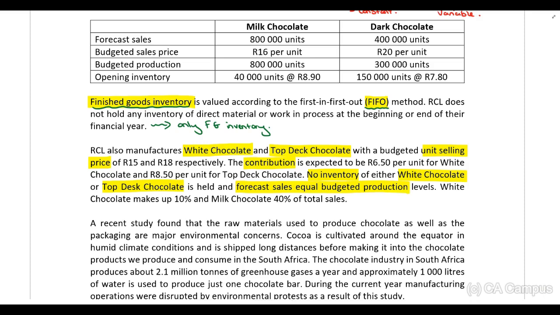All right. So, sorry guys, I see here there's a typo. That should be top deck chocolate and not top desk chocolate. I will correct it in your question before I upload it onto the system for you.